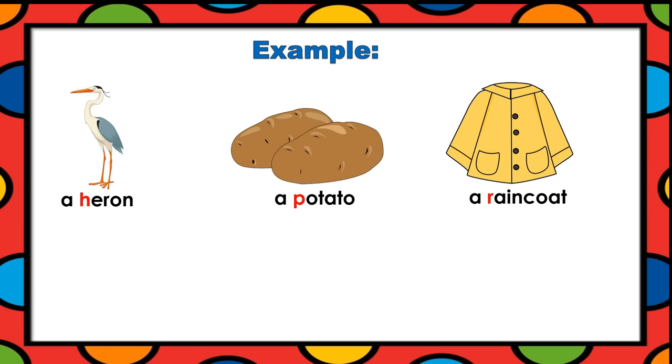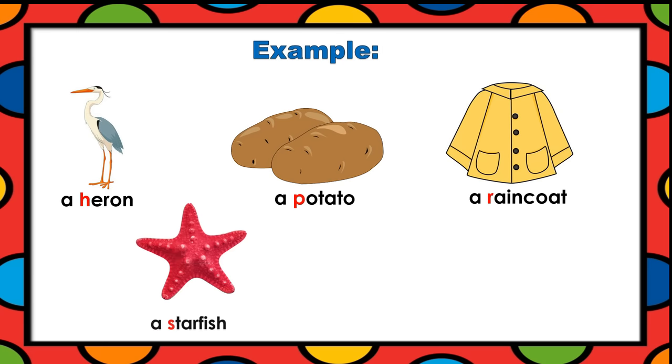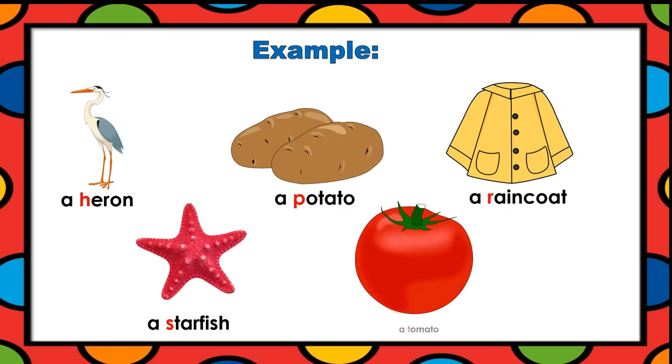A raincoat. The word that comes after a is raincoat. Raincoat starts with the letter R, which is a consonant. A starfish. The word that comes after a is starfish. Starfish begins with the letter S, which is a consonant. A tomato. The word that comes after a is tomato. Tomato starts with the letter T, which is a consonant.